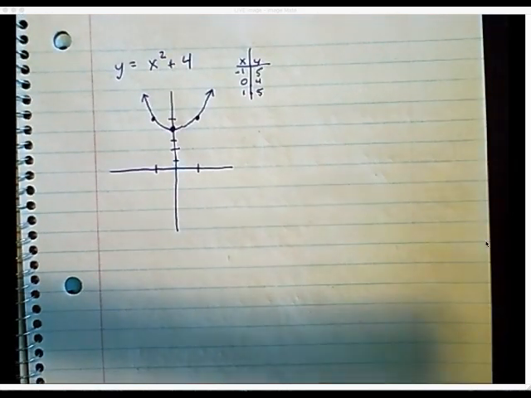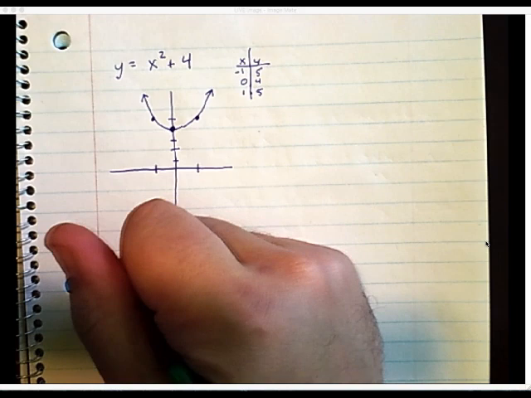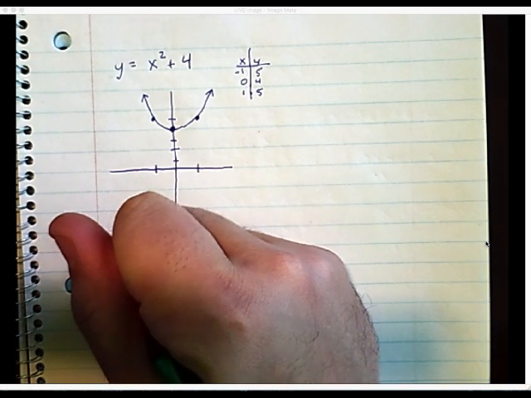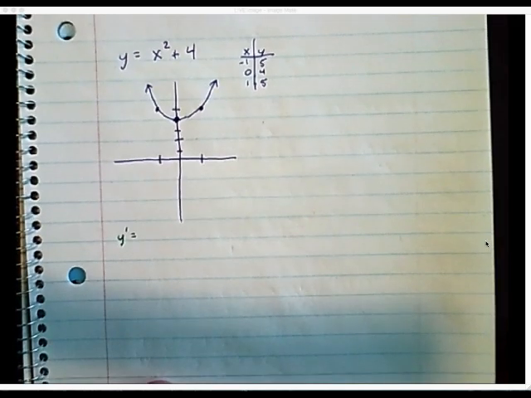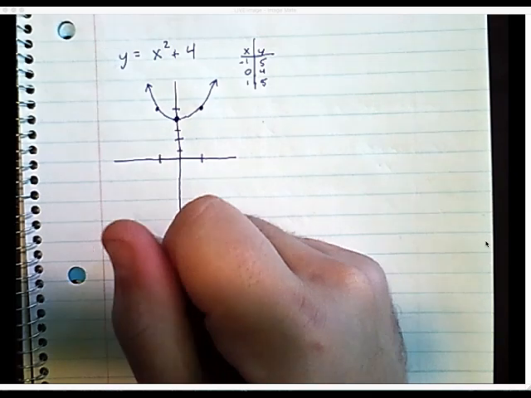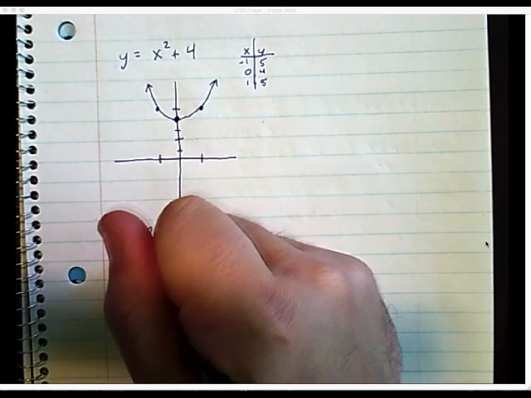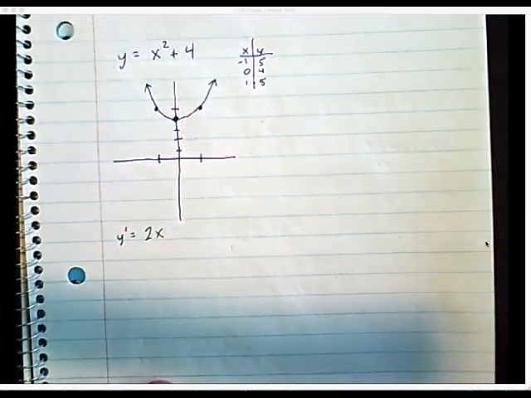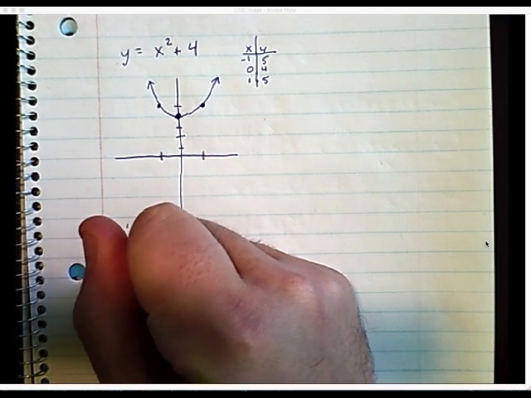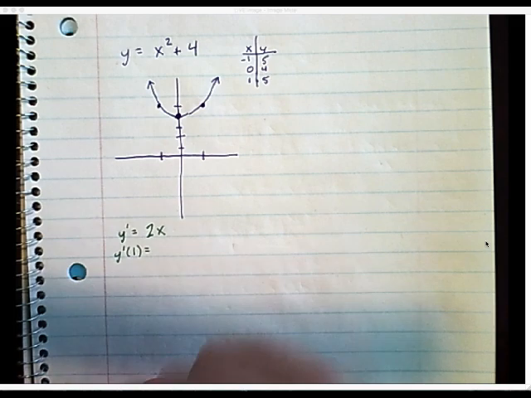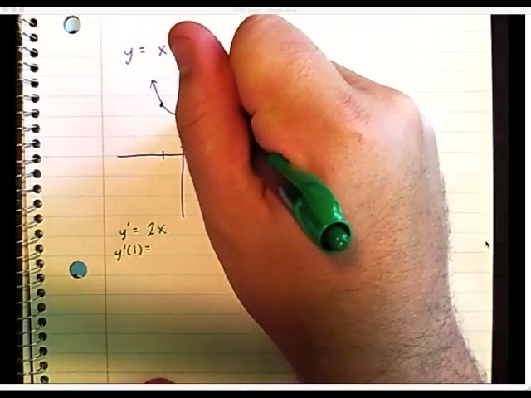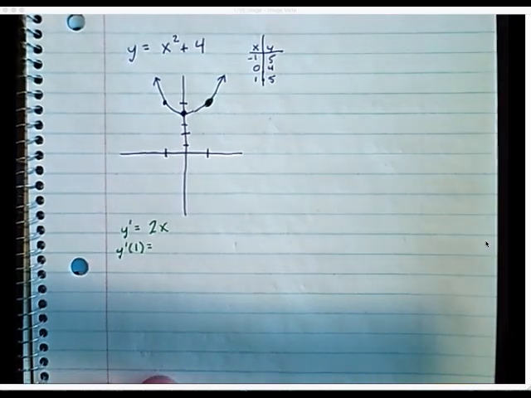This is going to be a parabola opening up. Now, let's just review. Let's say I wanted to figure out what y prime was. Hopefully you could say right away that the derivative of this function would be 2x plus 0. Okay? And let's say I care about the slope at a value of 1. So I want to draw in a tangent line right there at an x value of 1.